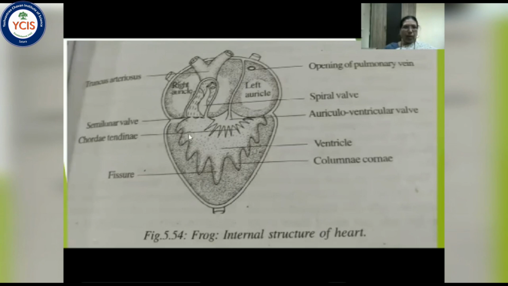From this, the right auricle also opens into the right ventricle by an aperture. It is called the auriculoventricular aperture, guarded by the auriculoventricular valve. From the right side, the conus arteriosus starts, and inside this conus arteriosus there is a lumen formed by the spiral wall, and it divides into the cavum pulmocutaneum and cavum aorticum. This ventricle is muscular. It shows the fissure, columnae carneae and chordae tendineae.